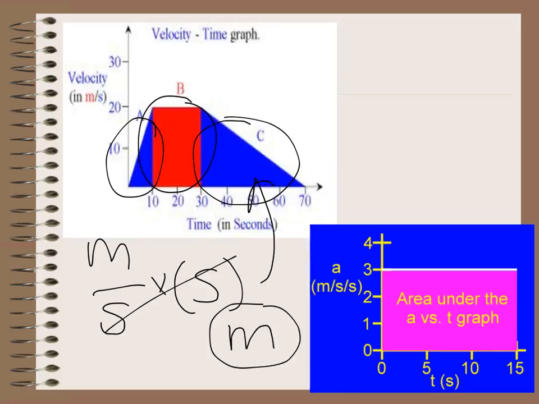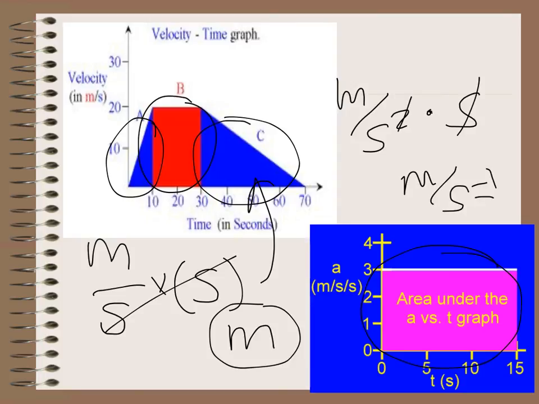Same for the area under an acceleration versus time graph. Since acceleration is in meters per second squared units, which you'll learn later in the year, times time, one of the seconds cancel, and what you're left with is meters per second, which we know is velocity.